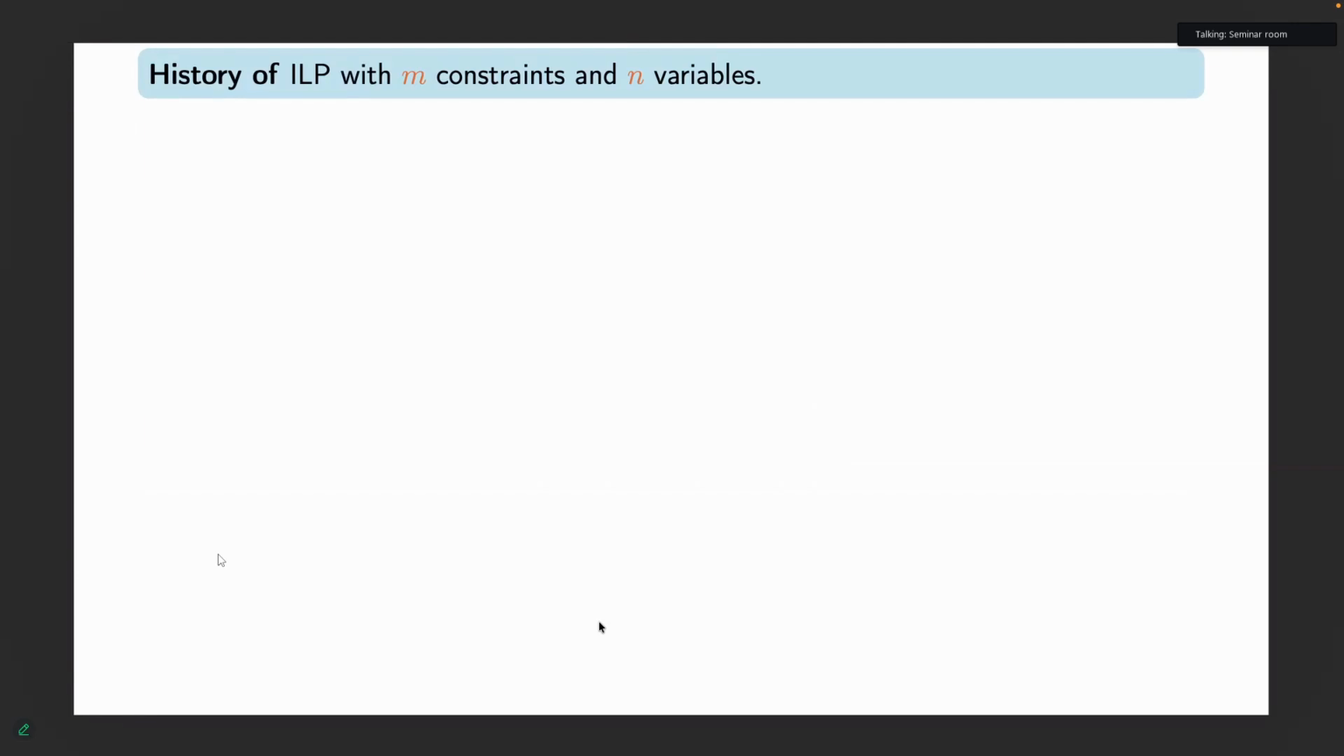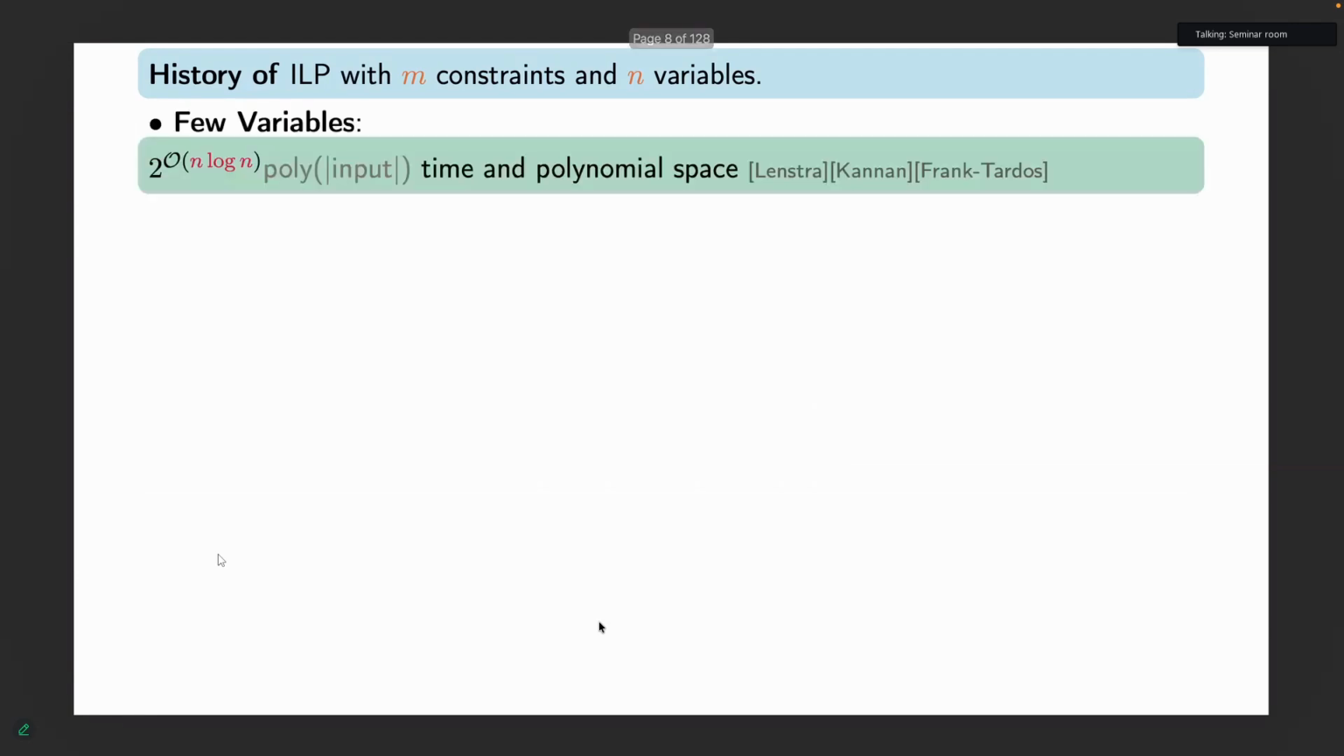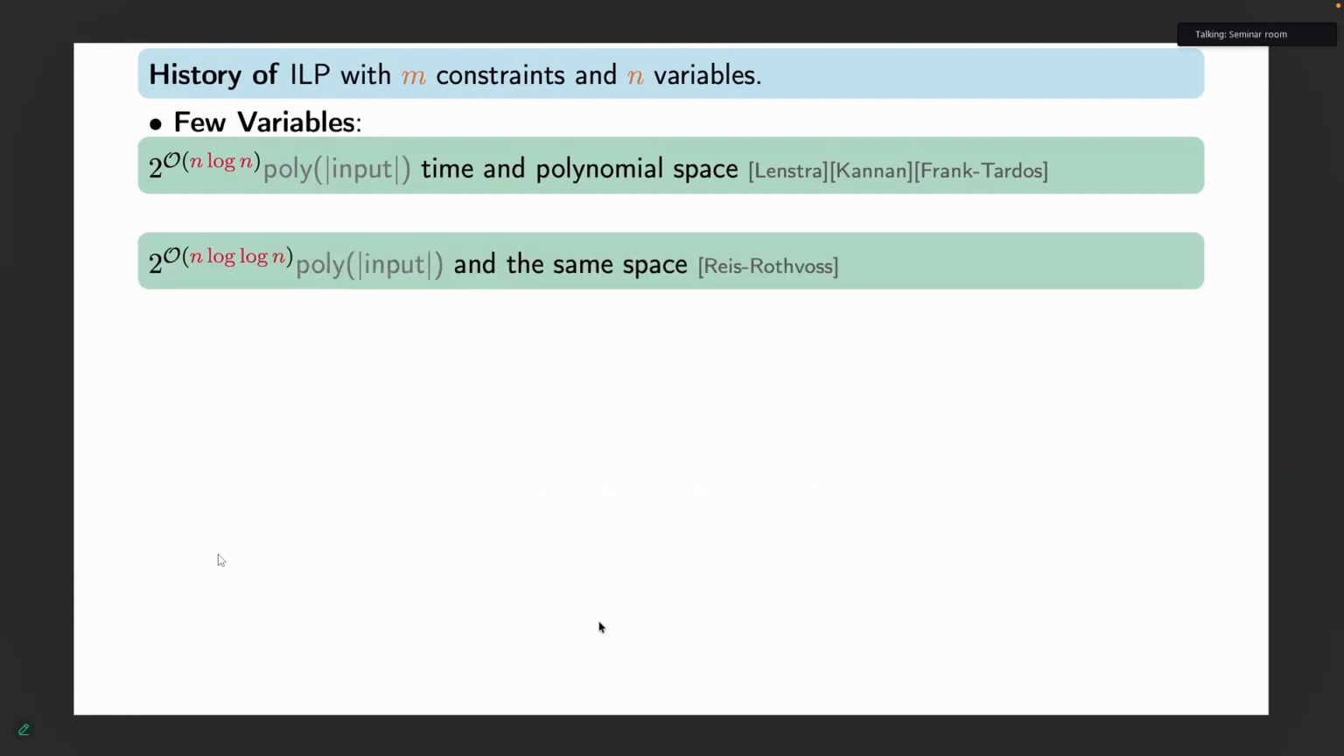So before I go into this, let me tell you about other regimes of ILPs. When you have few variables, there is the algorithm of Kannan and Lenstra that runs in n to the n times a time polynomial in the input size. And actually, it is just a branching algorithm, so you can make it work in polynomial space also. Recently, Thomas Rothvoss and Victor Reis improved the running time to 2 to the n log n. And this was a FOCS 23 best paper. And that's the state of the art.